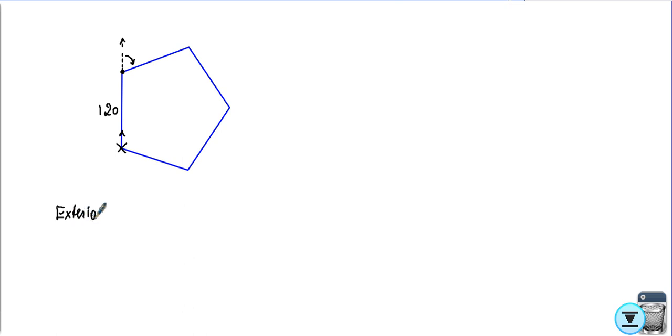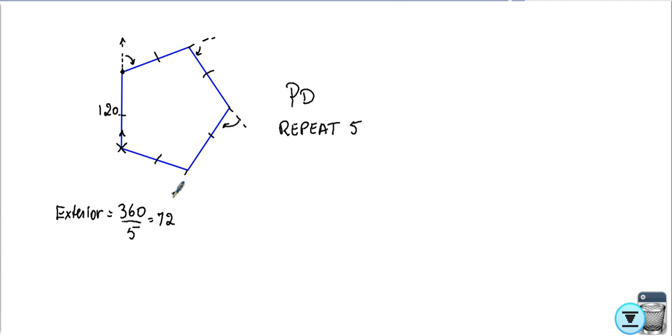The exterior angle of a regular polygon, we said, is found as follows. This is regular, all sides are equal, all angles are equal. So the exterior angle is 360 divided by the number of sides, and that is 72 degrees. So what am I going to write as my program? So it's PD, repeat 5 times, because it's going to do the same thing 5 times. Go forward and turn the angle, go forward and turn the angle, go forward, turn the angle, and so on and so forth. It's always the same thing.